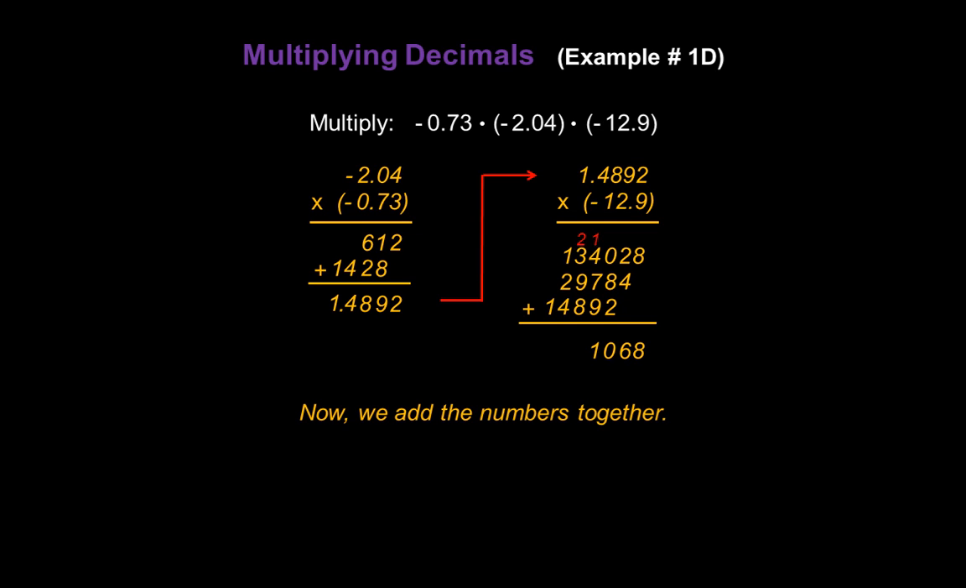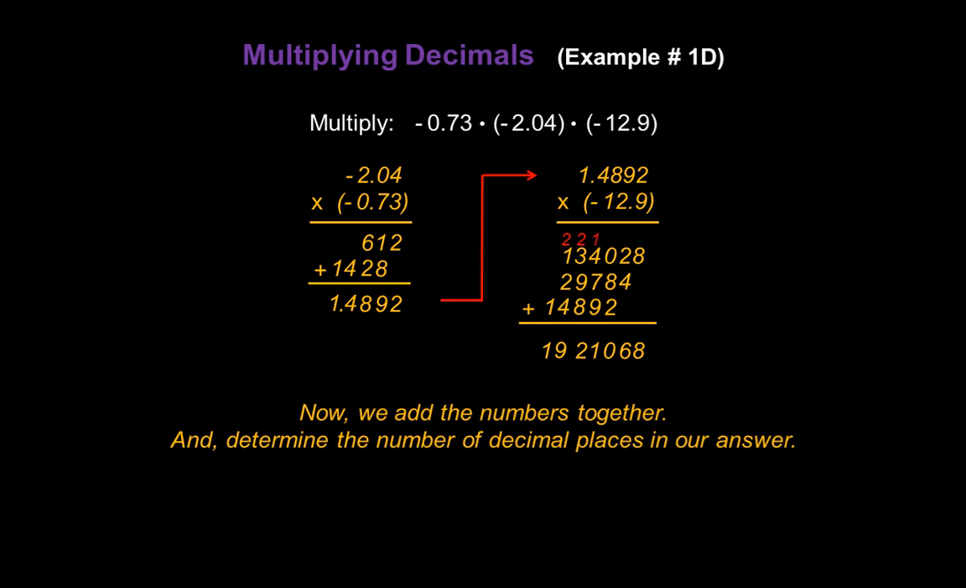2 plus 3 is 5. 5 plus 9 is 14. And 14 plus 8 is 22. So we'll put down a 2 and carry 2. 2 plus 1 is 3. 3 plus 2 is 5. And 5 plus 4 is 9. So a 9 goes there, and of course the 1 then comes down.